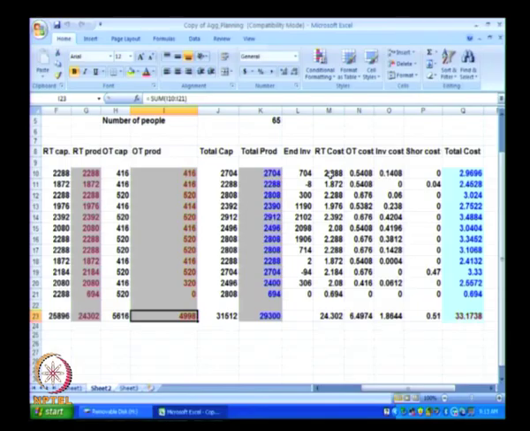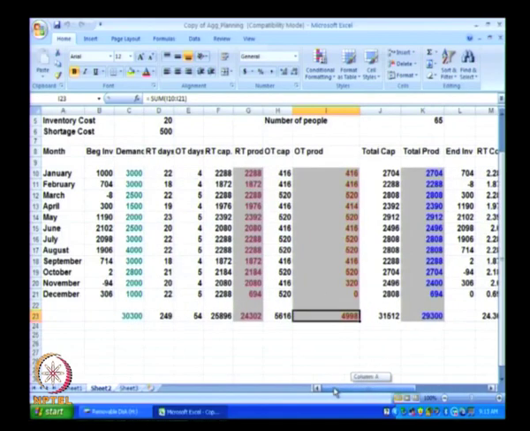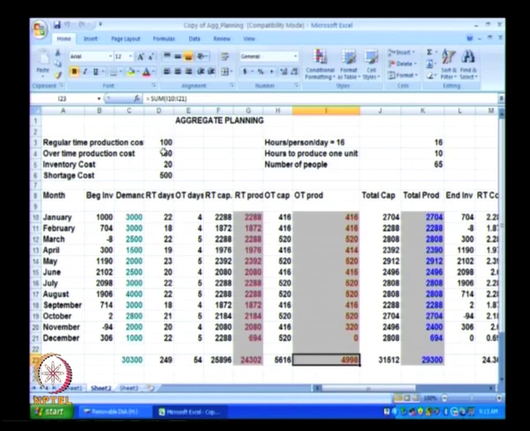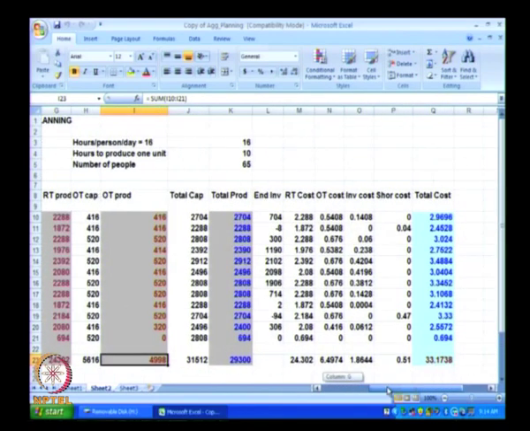We assume that the regular time production cost is rupees 100, so we incur 2.288 lakhs as regular time production cost. We assume that the overtime cost is 130, and to produce 416 units we incur 0.5408 lakhs. We assume that the inventory is charged at rupees 20 per unit per month. So to carry an ending inventory of 704, we multiply it by 20 and incur a cost of 0.1408 lakhs.